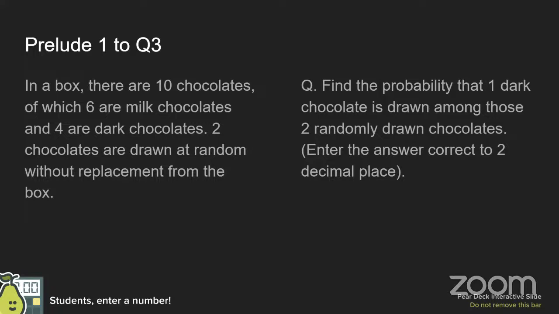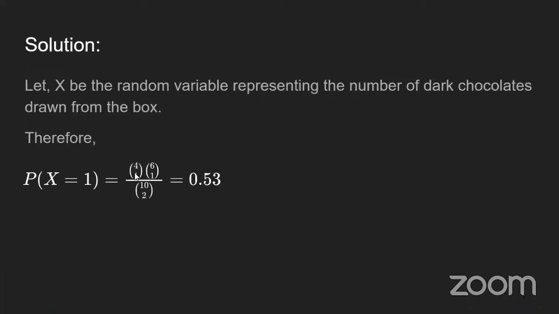So for the favorable outcomes, we have to select 1 milk chocolate, which will be done in 6C1 ways, and 1 dark chocolate, which will be 4C1 ways. And the total ways of selecting the 2 chocolates will be 10C2. So you have to divide the favorable outcomes by the total number of outcomes. So you'll get 0.53.